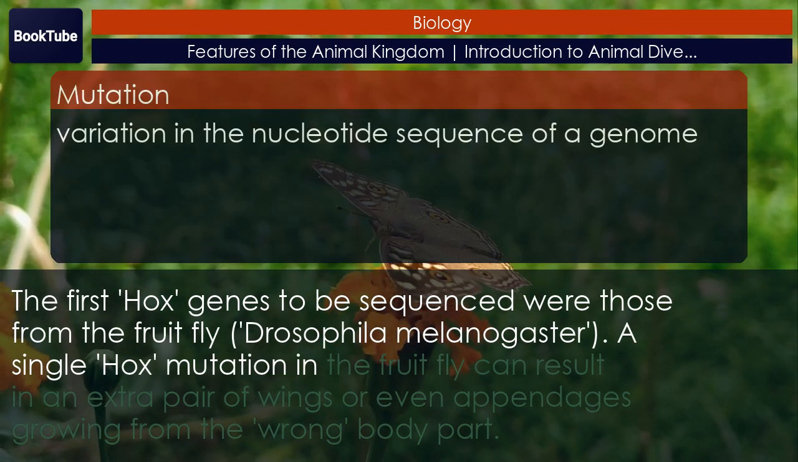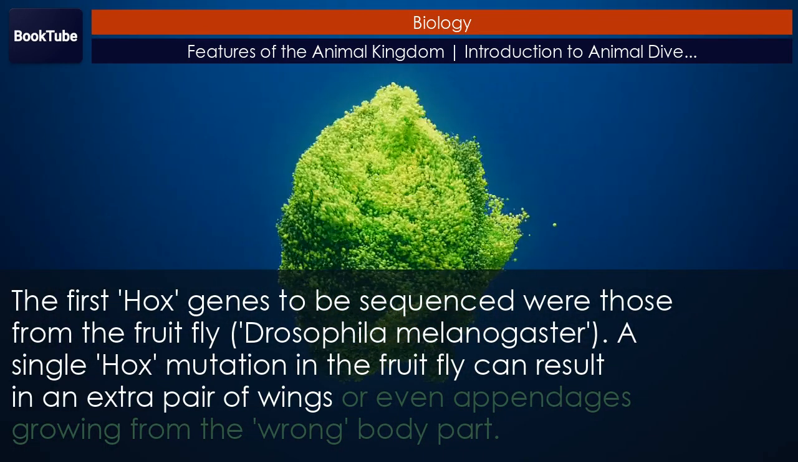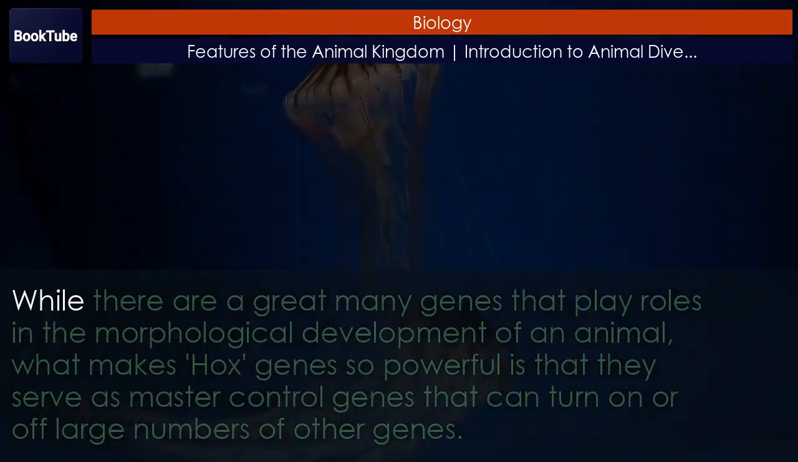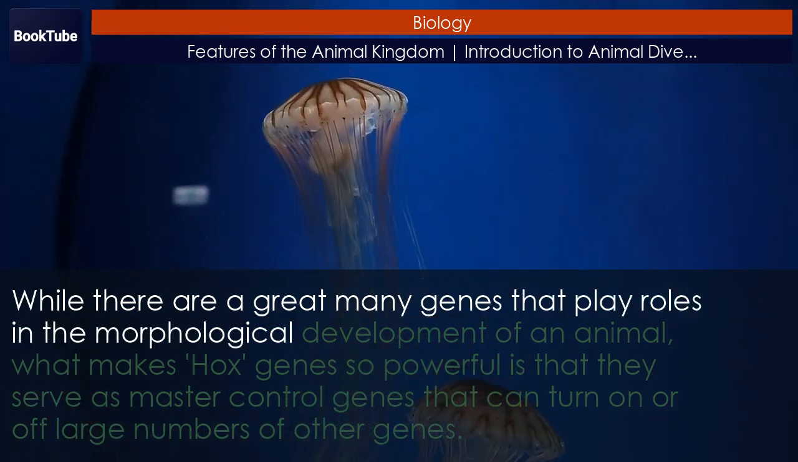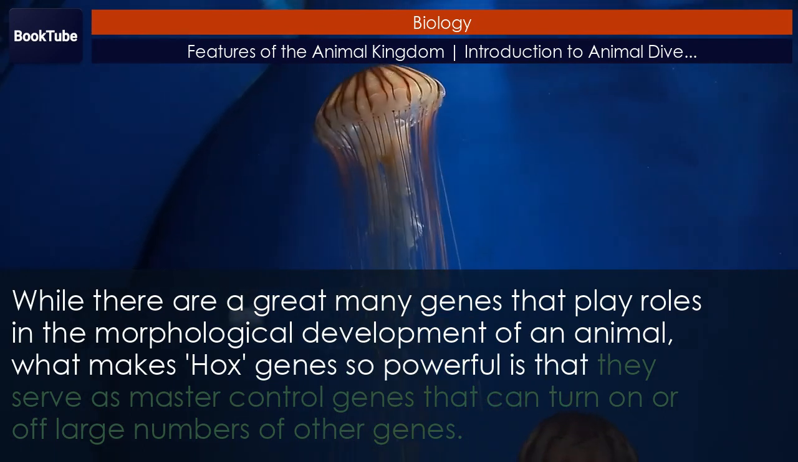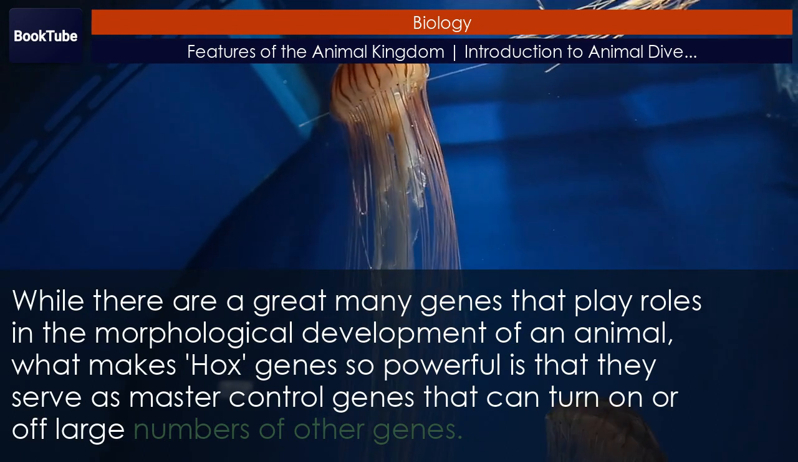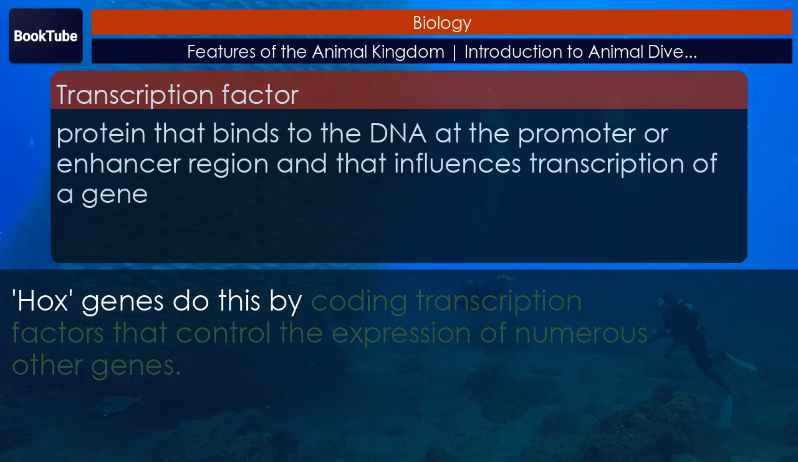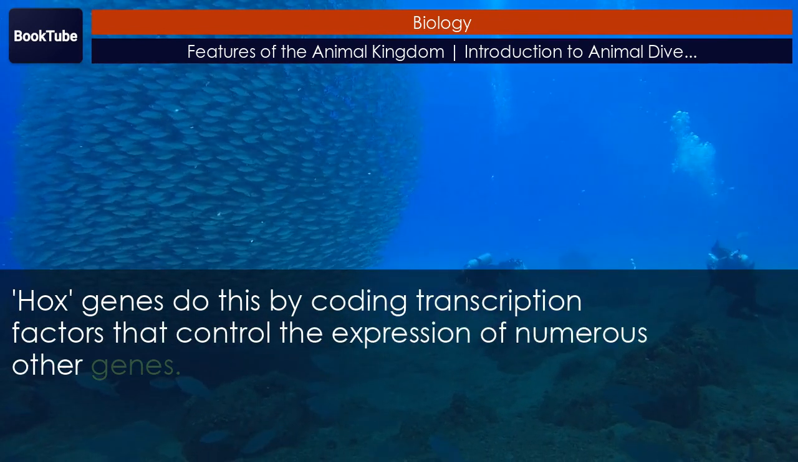A single Hox mutation in the fruit fly can result in an extra pair of wings or even appendages growing from the wrong body part. While there are a great many genes that play roles in the morphological development of an animal, what makes Hox genes so powerful is that they serve as master control genes that can turn on or off large numbers of other genes. Hox genes do this by coding transcription factors that control the expression of numerous other genes.